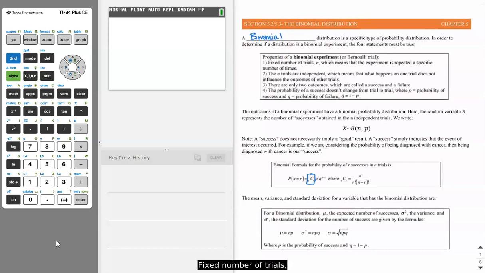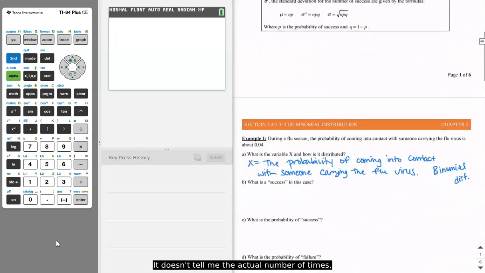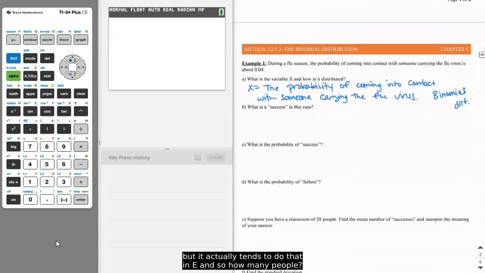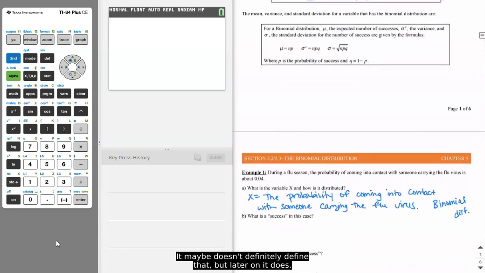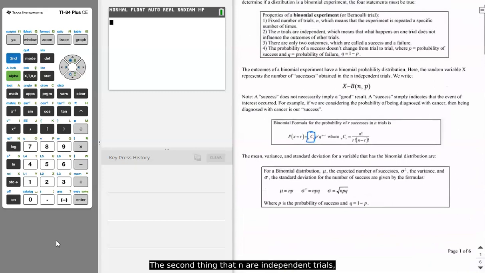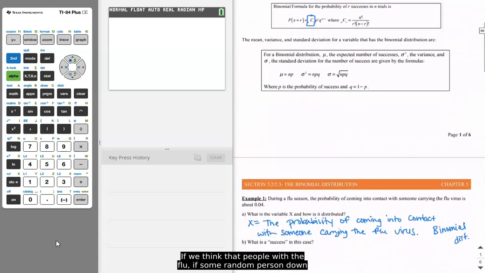So, fixed number of trials, which means the experiment is repeated a specific number of times. It doesn't tell me the actual number of times, but later on it does, in E, how many people. The second thing is that the trials are independent, which means that what happens on one trial does not influence the outcome of other trials. So if we think of people with the flu, if some random person down the street gets the flu, it shouldn't affect whether you get the flu. So they should be independent events.